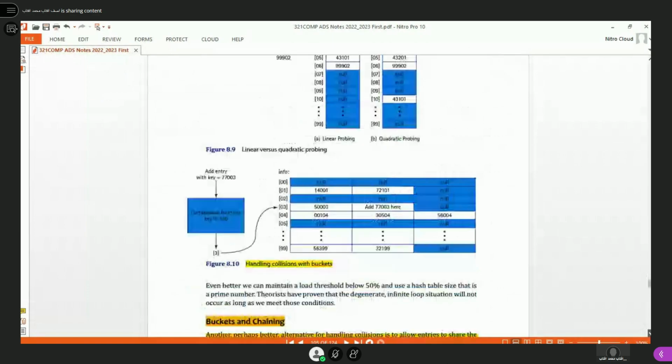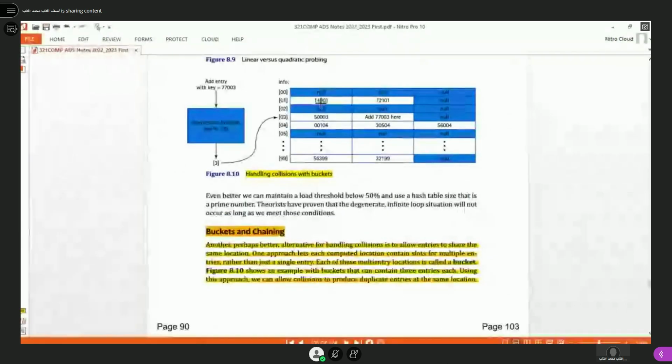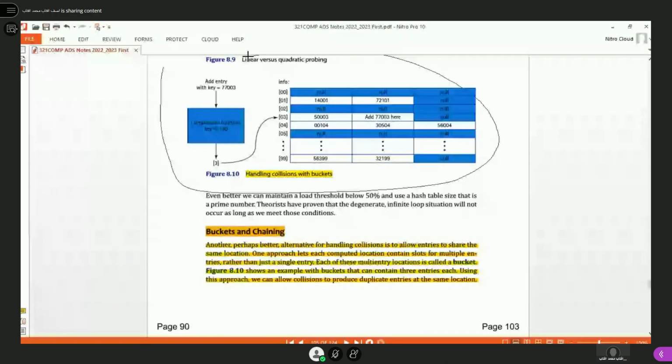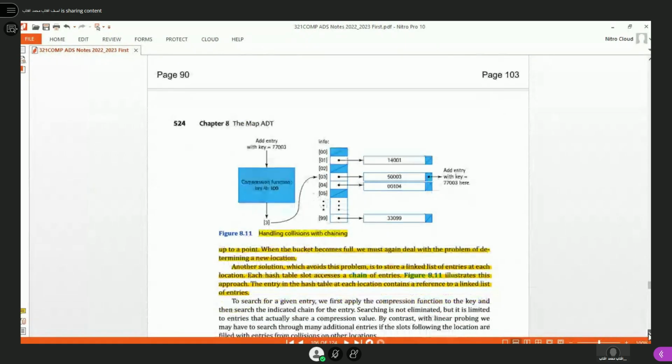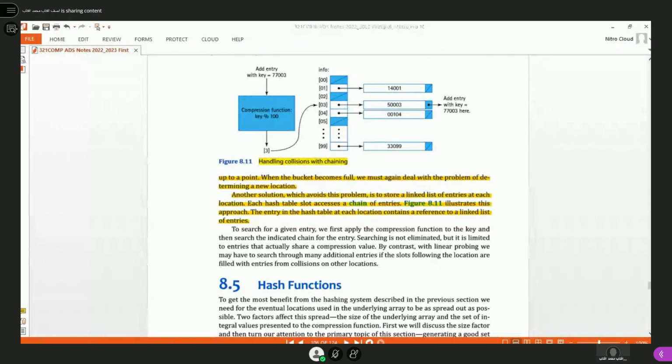This is collision handling by bucket. Same thing, no problem. If there is a collision, just add it with the other number, like a linked list. You need to know how to calculate the modulo. If you know, it is easy. Do you understand?